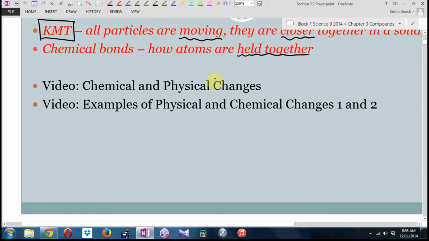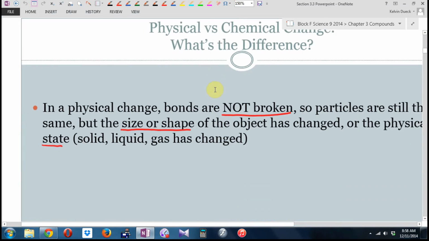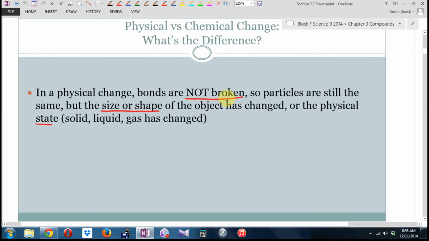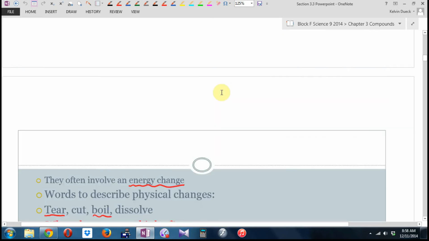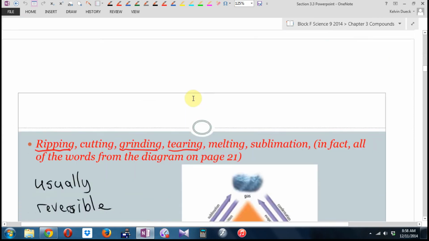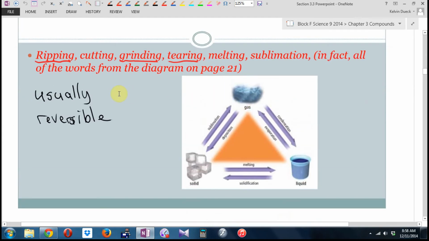So we looked at a couple of videos talking about physical and chemical changes. We said in a physical change, chemical bonds are not broken. The key idea in a physical change, nothing new is produced. You change the size, you change the shape, but you're not giving off light or heat. There's no chemical reaction. Ripping a piece of paper is a classic one. Usually a physical change is reversible, like freezing and then unthawing, or boiling and then condensing. So we said some other words: tear, cut, boil, dissolve. We said all of the ones from this triangle. I can't say it's always reversible because you can't really reverse ripping a piece of paper in half.